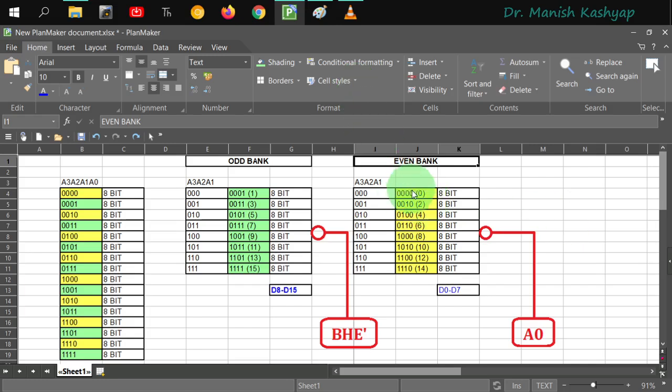This last bit that you see here, which is 0 for every case in the even bank, let us use it as an activation signal to this particular chip. Obviously, when a number is even, its binary equivalent will have the least significant bit as 0, right? So this is the even bank. It will be activated whenever A0 is equal to 0, right? And that is what we saw in the table also.